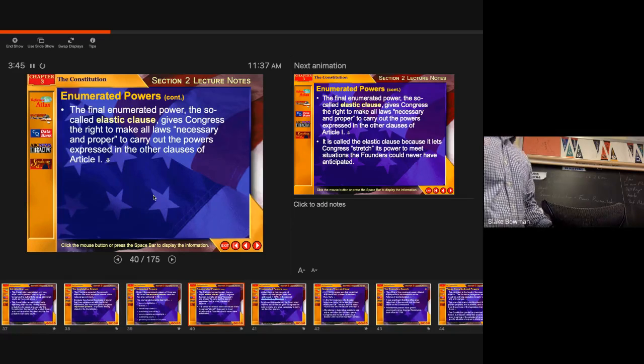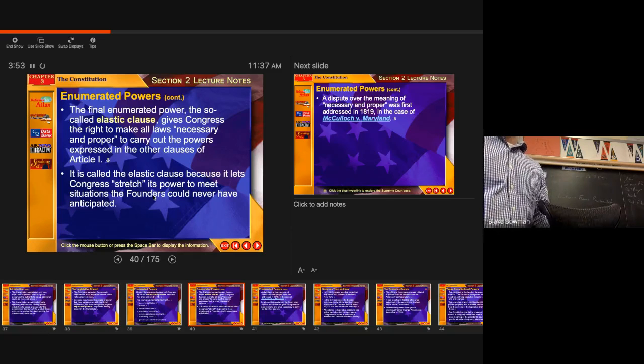Okay, the elastic clause is the necessary and proper clause that we went over already with McCulloch versus Maryland, and how that is deemed to be an implied power. That's something that's not stated in the Constitution, a power that is implied, given to the national government. Even though it's not stated in the Constitution, this power is given to the national government so that the states never would have the ability to become more powerful than the national government. Because if that happens, we're going to have the same issues and problems that we did when we needed to revise the Articles of Confederation, right? Yeah.